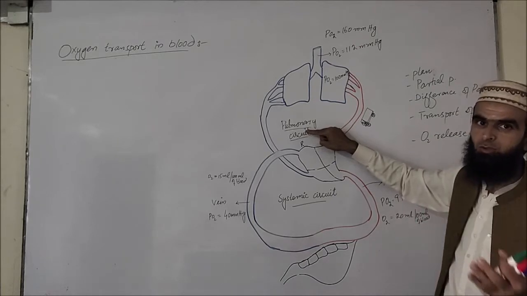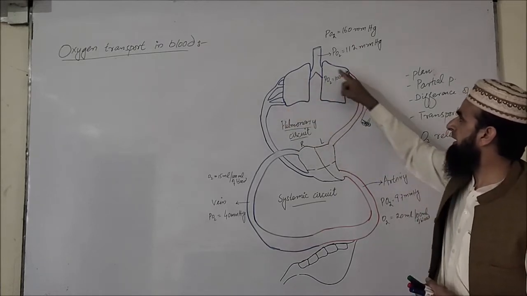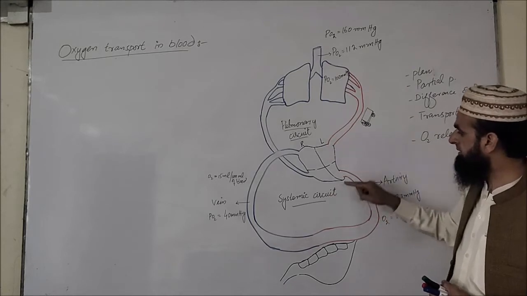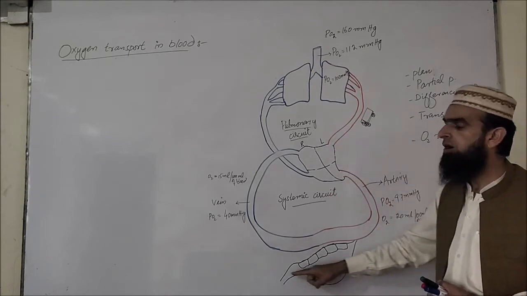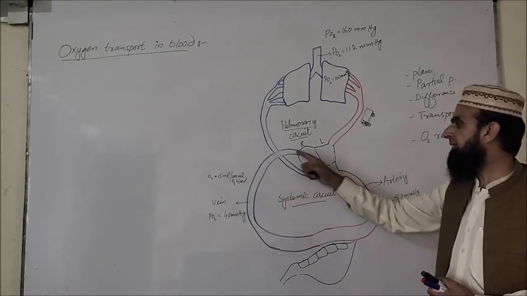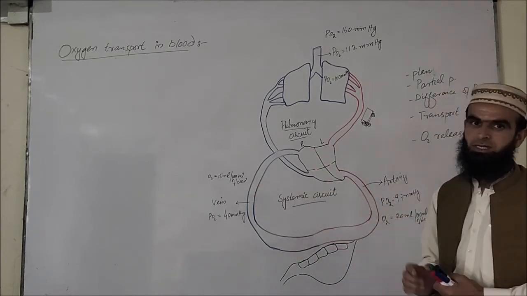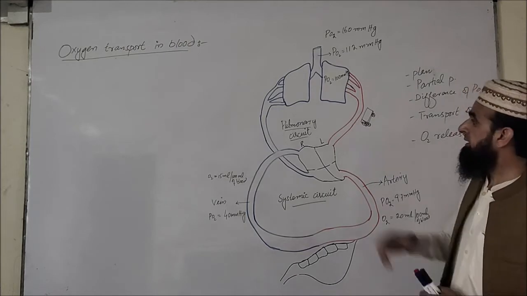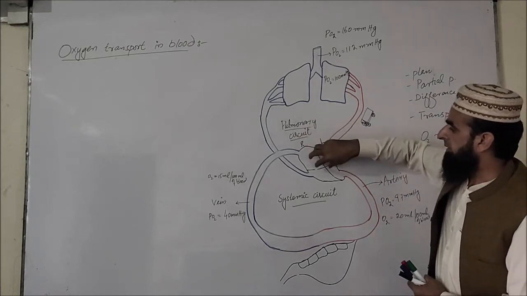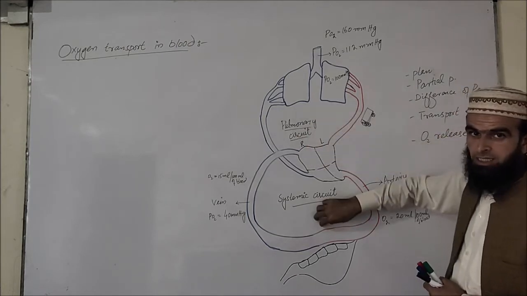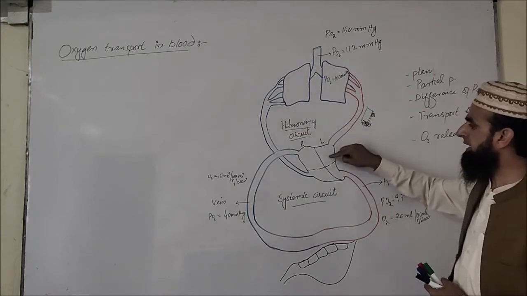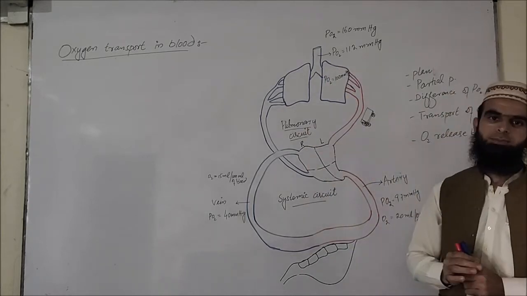Pulmonary means related to lungs. So this is a circuit in which lungs are covered, and that is the circuit in which the rest of the body parts are covered, and then blood comes back to the heart. That circuit is called the systemic circuit. So another very important question: the human body contains two circuits, out of which one is the pulmonary circuit and the other one is the systemic circuit.